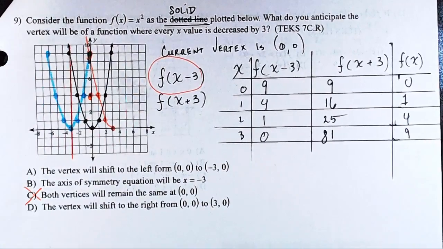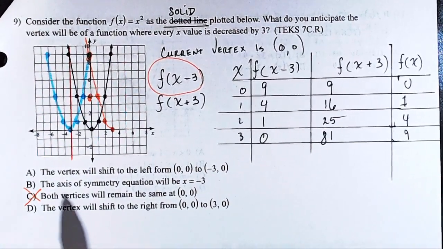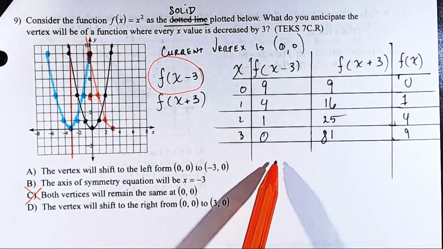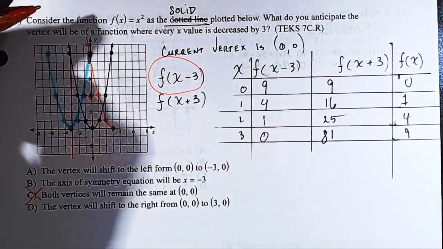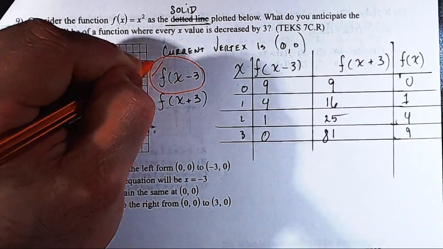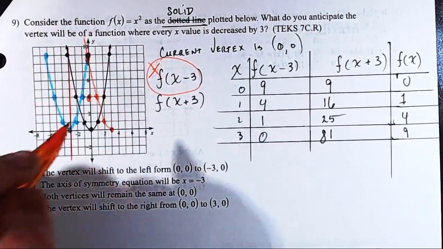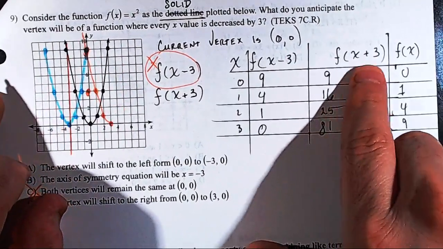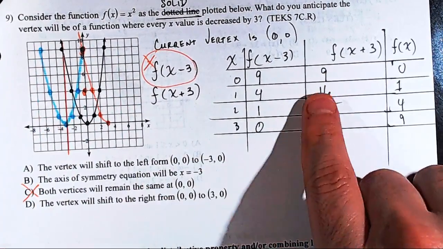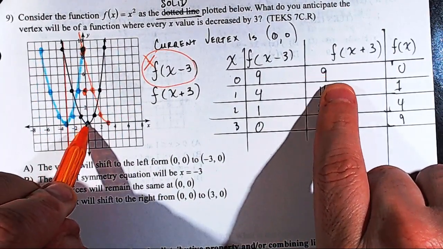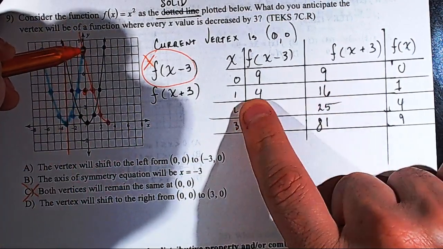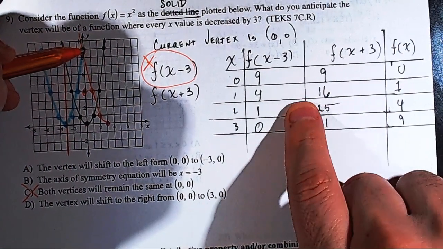So I just want to be clear here. It is not intuitive, ladies and gentlemen, what is happening. You kind of have to draw it. All right, so this is what we want. But what is this? Is this this? The blue line is not this. All right, so let's go over here. F of x plus 3. When x is 0, y is 9. When x is 1, y is 16. Well, now we're way off the charts.